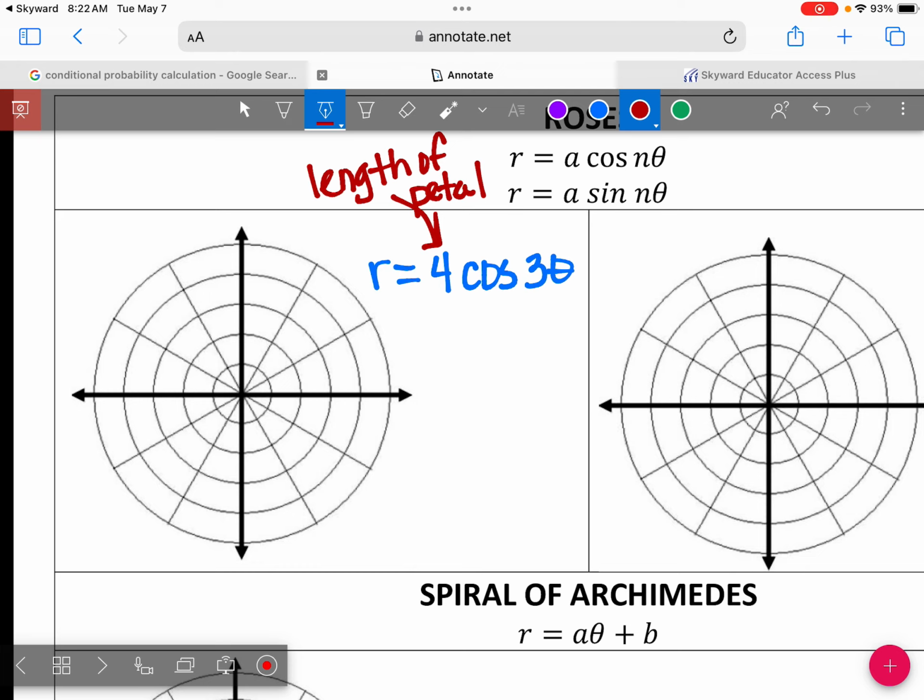Now, as far as the petals on the rose, because this is odd, when this number is odd, then that actually equals the number of petals. So that means I'm going to have 3 petals. If there's a 3, that means I have 3 petals. If there was a 5 theta, then I would have 5 petals. If there was 7 theta, I would have 7 petals.